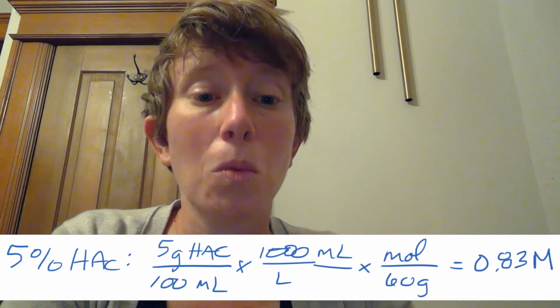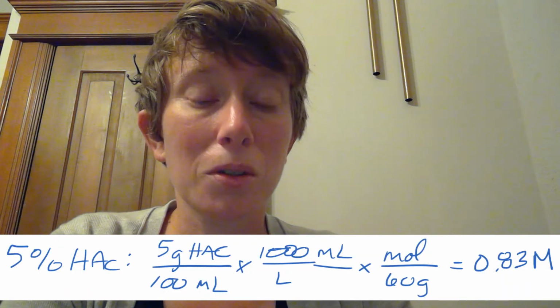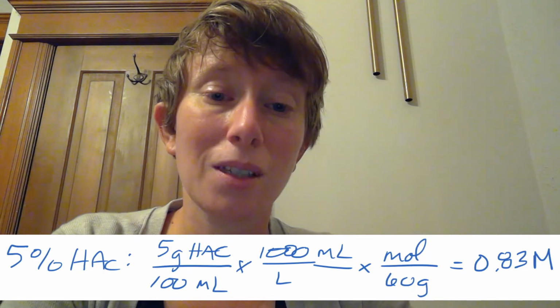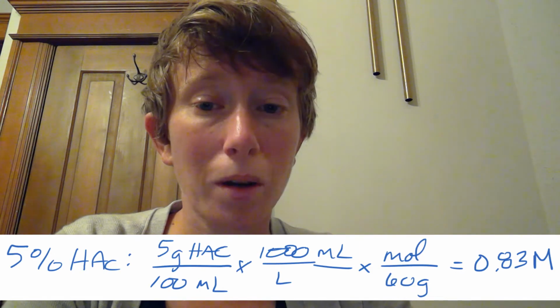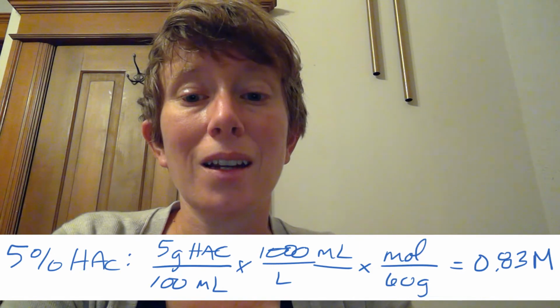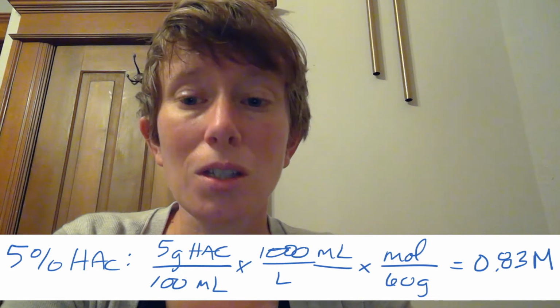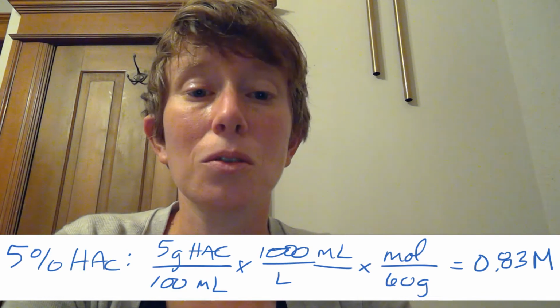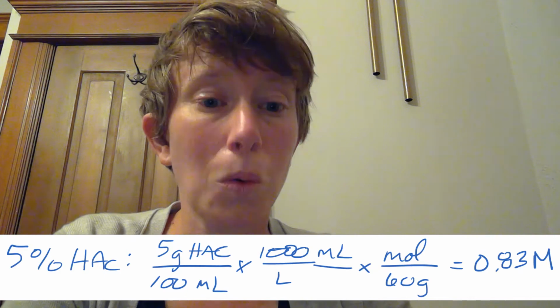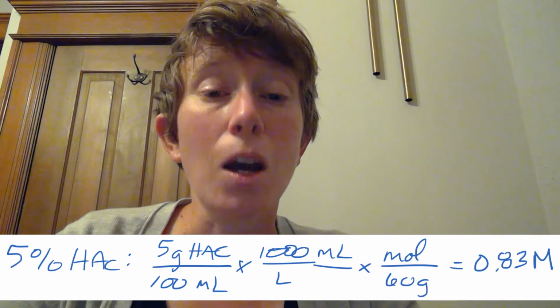When we look up the Henry's Law constant, we see that we do need to convert our percent acetic acid, or here I just wrote that as HAc, to moles per liter. So I'll start with our percents. We've got 5 grams of acetic acid for every 100 mils of water. And then I can do some calculations, and I come up with a concentration of 0.83 molar. So now we can plug that into our Henry's Law equation.